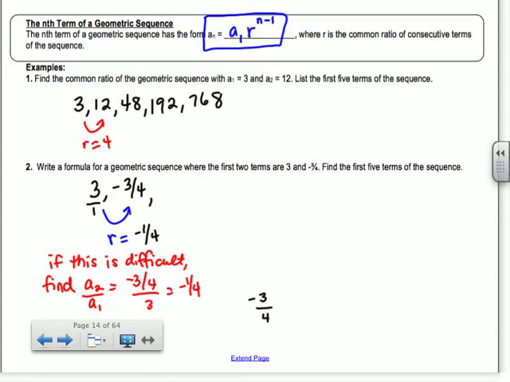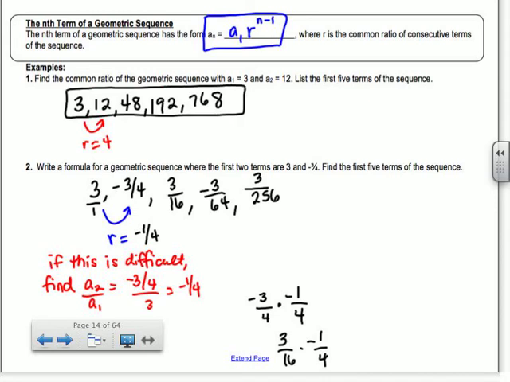Okay, number 2 says write a formula for a geometric sequence where the first 2 terms are 3 and negative 3/4. Then find the first 5 terms of the sequence. Okay, so if I want to find r, I don't really have a hard time with this. I think of 3 as 3 over 1, and I say what do I need to multiply by in order to get negative 3/4? But some of you guys might have trouble with it. So what do you think, Kern? Negative 1/4, right? You need negative 1/4. So on the top, you need negative 1. On the bottom, you need 4.